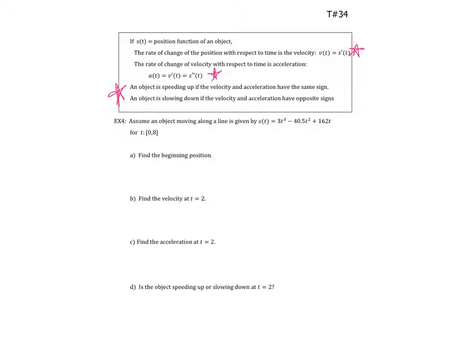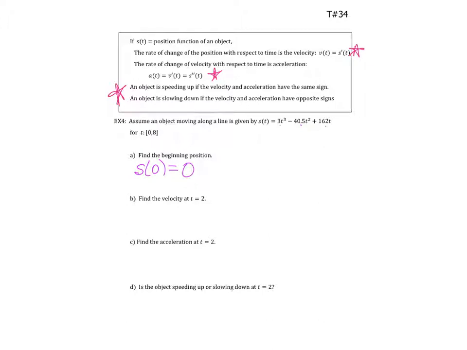Find the beginning position. A lot of these things are just interpreting. The beginning position would be s of 0, so that's really all you'd have to label, being that all of these things have a t in there. If I plug in 0 for t, my answer is going to be 0. So it's actually at the origin, if you want to think of it as on a number line.